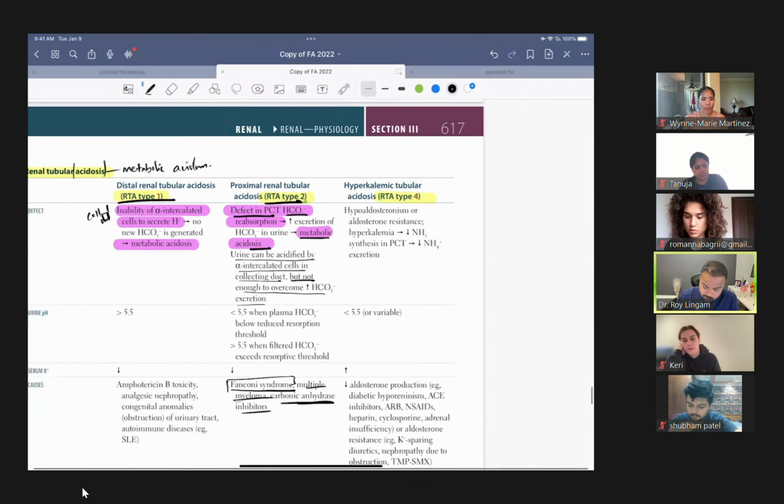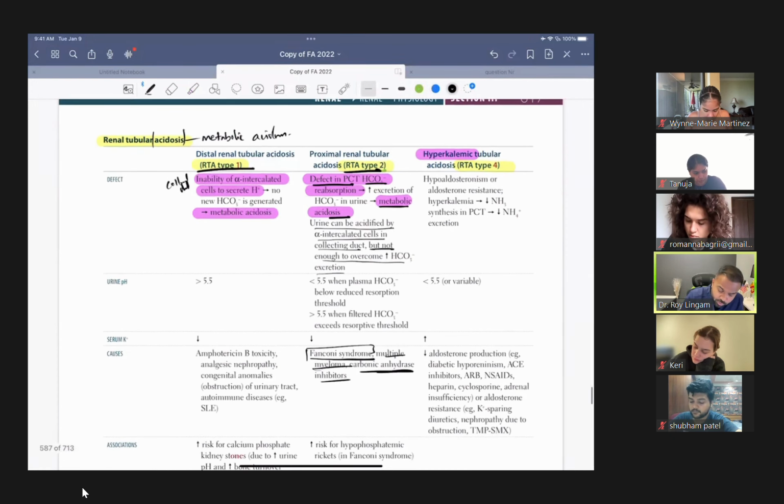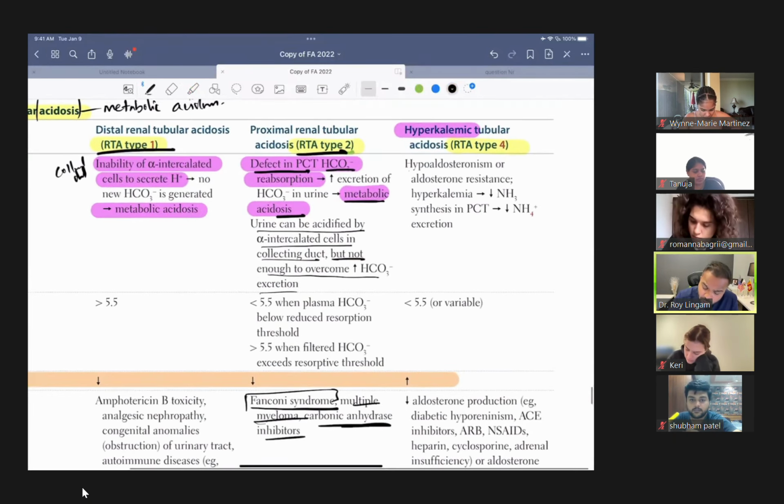Now let's compare that with the last one. This is pretty interesting. This is the only one that gives you hyperkalemia. This is the only one that has high potassium. The other two, if you see that, are low potassium. So I would remember that. So what's the problem here? Hypoaldosteronism or aldosterone resistance, which makes perfect sense.